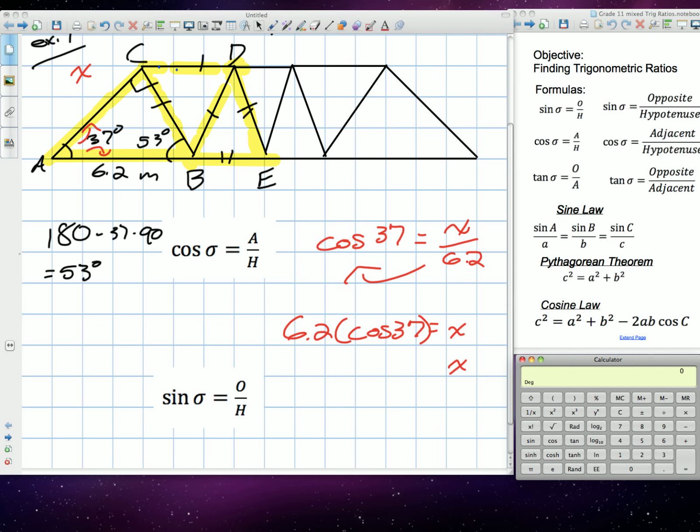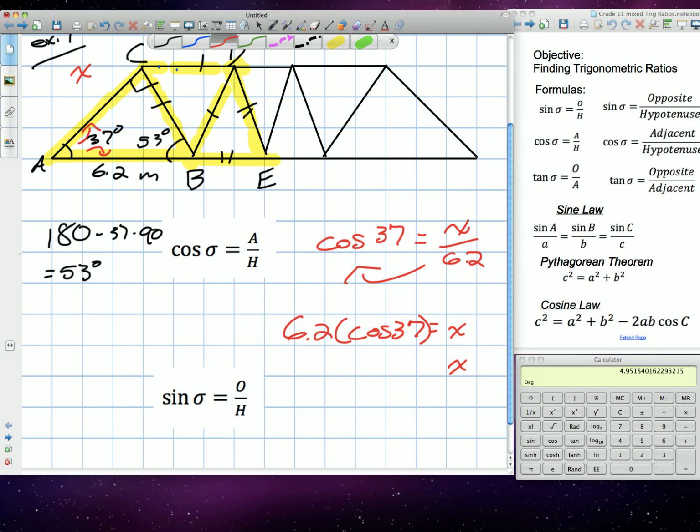Our x is equal to 37 cos times 6.2. That didn't work. 37 cos times 6.2. There you go. 4.95. So 4.95, that's what we're calling it. Okay. So this is 4.95 meters.